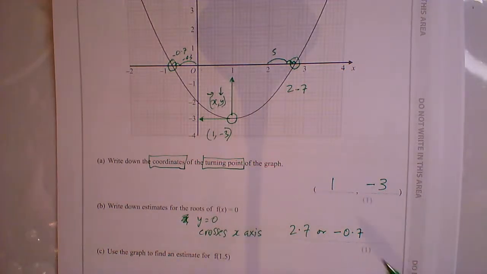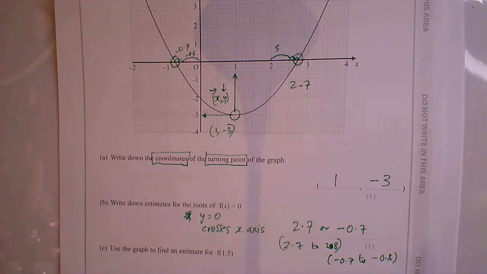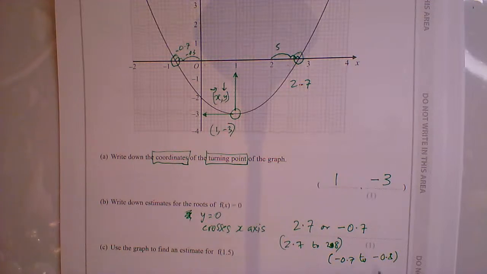Now, in the mark scheme, there is some leniency. You could write 2.7 to 2.8, anything in between, and you can get marks for that, as well as minus 0.7 to minus 0.8. So you could have said 0.75, minus 0.75, or something like that.